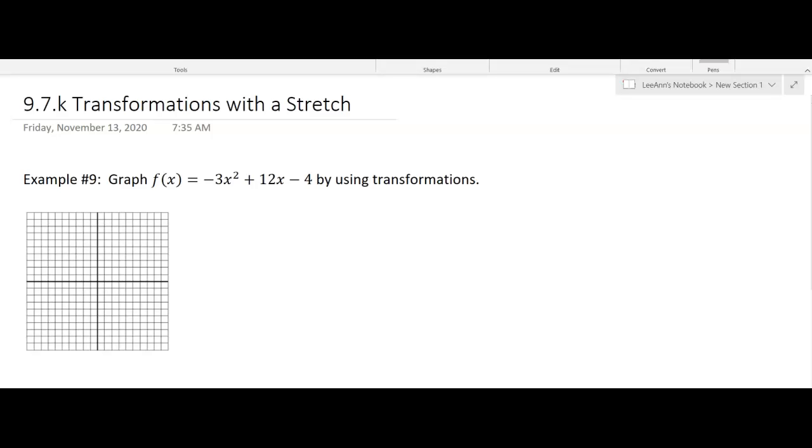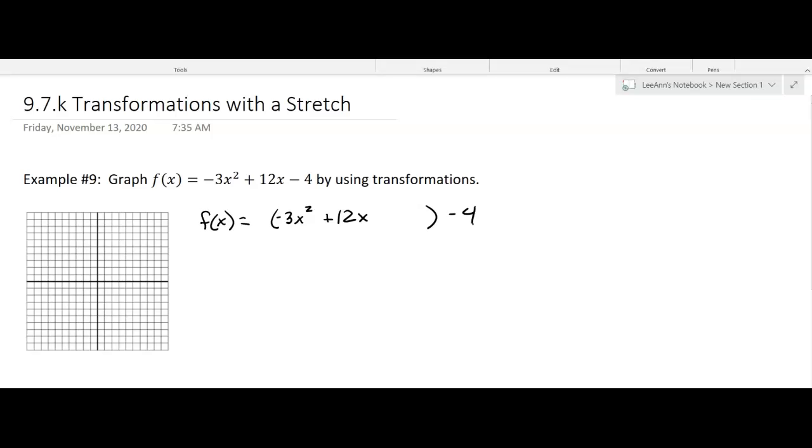All right, so we're going to graph this using transformations. First, we have to get it in the form. So take f of x and keep the negative 3x squared. I'm going to throw in an extra step here, and then scoot that negative 4 down to the end.